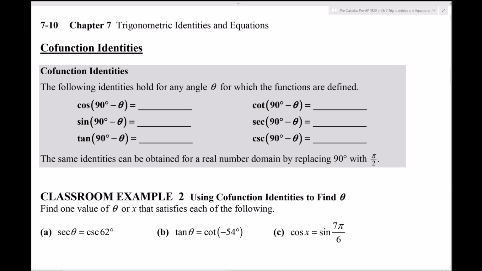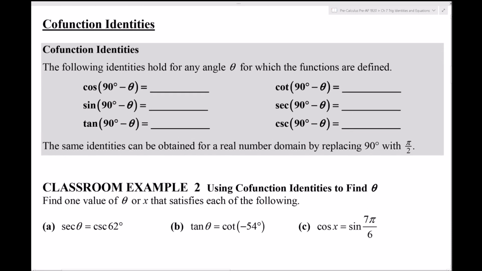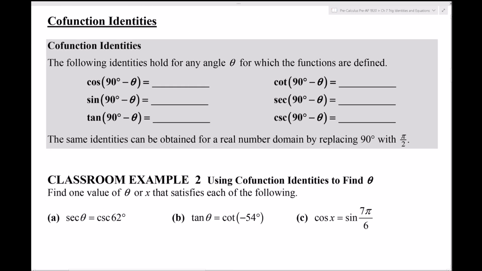Cofunction identities. They placed the cofunction identities in here because we can now prove them, or at least we could prove the cosine one now. Cosine of 90 minus theta: you can use the difference formula with 90 and theta as A and B, and you can prove it now. The reason they're showing all six of them, now we've already seen all six of these, and there are several ways to argue for the truth of all of these.